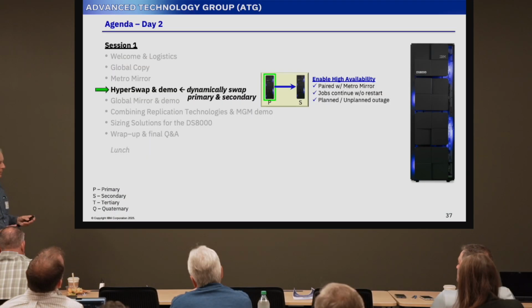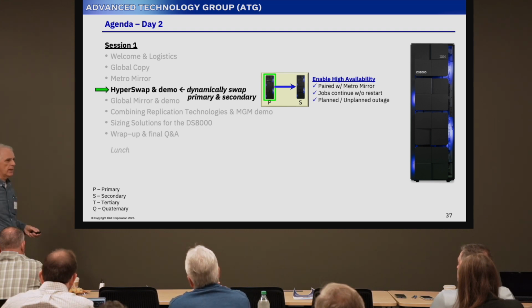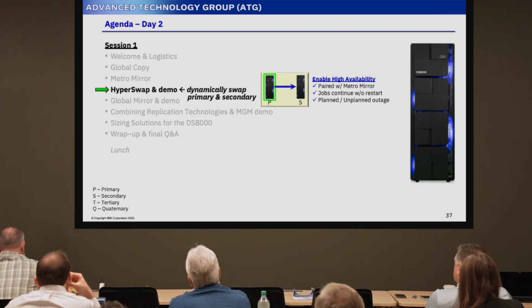Planned would be, I want to move from my primary to my secondary to test it out, or maybe you don't like running on a machine when you're doing a code load, even though you can do it without interruption. Some customers prefer just to move over to secondary, make that the primary, and then do the code load on the other machine. Unplanned would be some unforeseen incident happened.